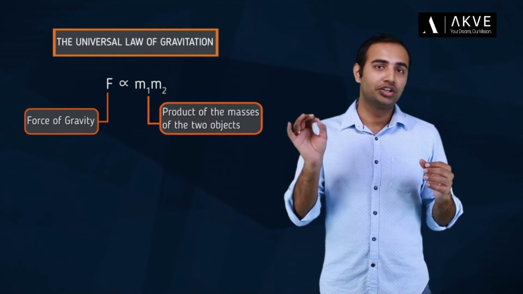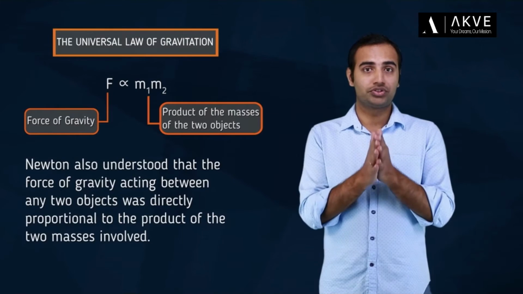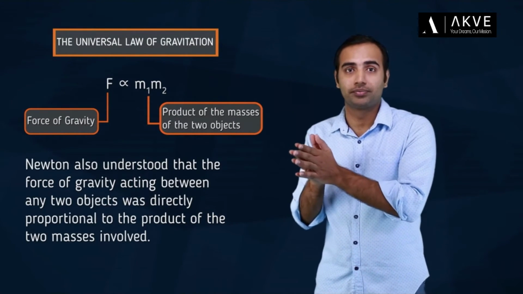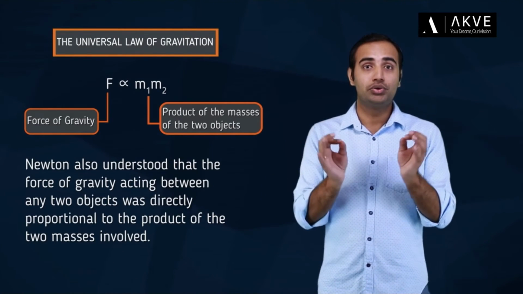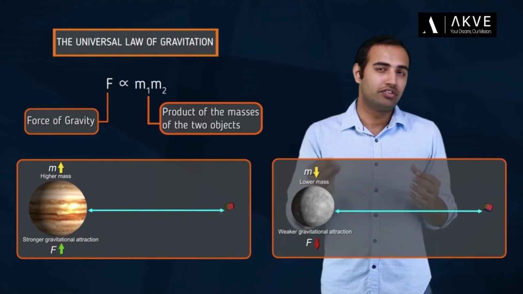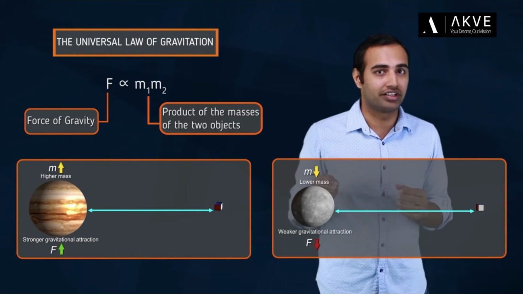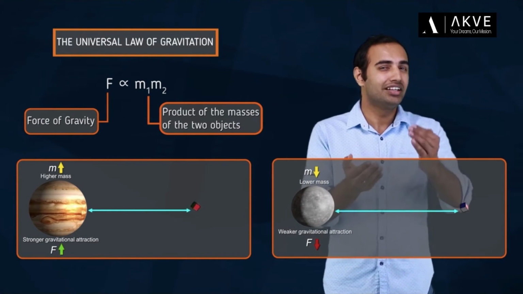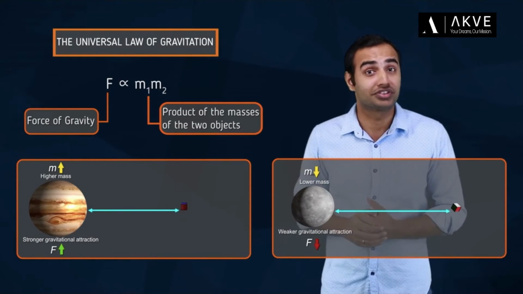On top of that, Newton was also able to figure out that the force of gravitation was directly proportional to the product of the masses involved. He was able to say this by looking at heavy celestial bodies, which exerted considerable gravitational force as compared to the lighter celestial bodies, which exerted less or weaker gravitational forces.